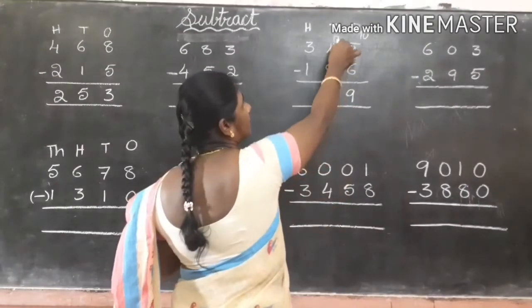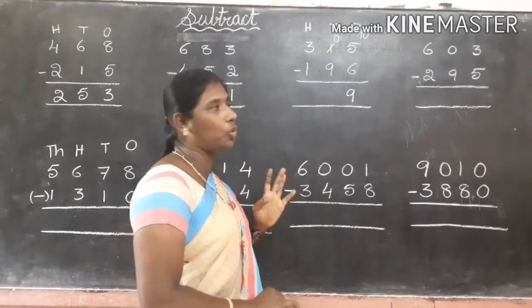Another one is, see here 0, here 9. Is it possible to do the subtraction? No.